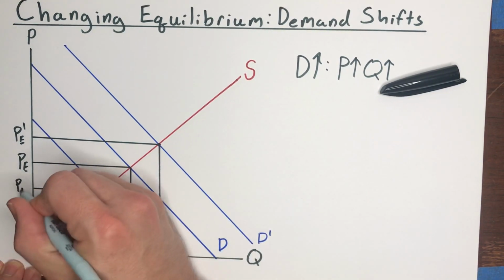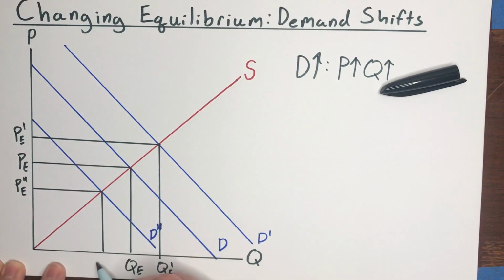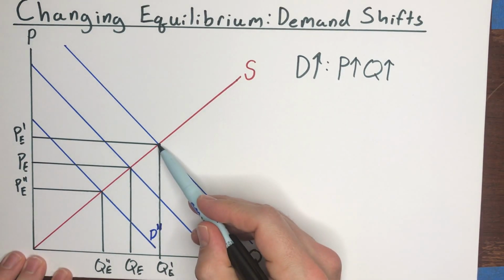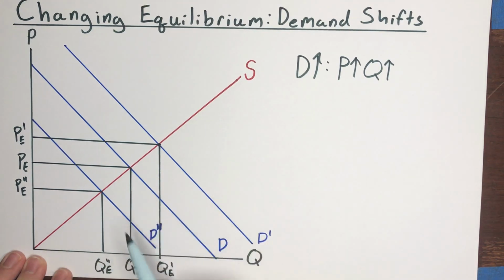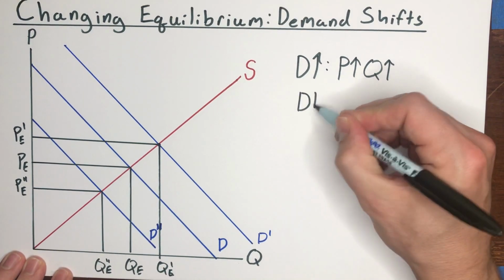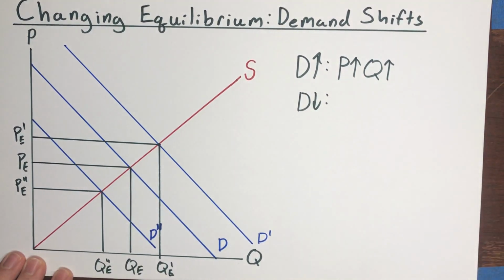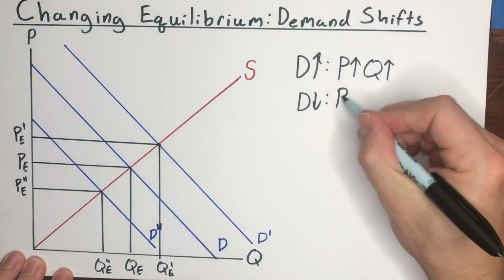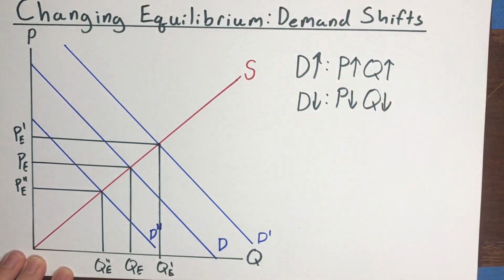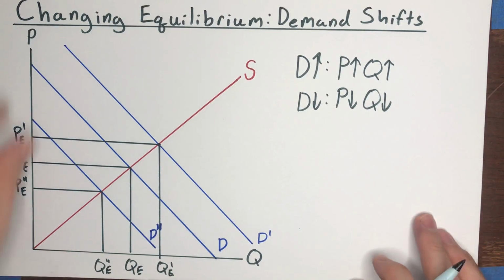And you've got PE double prime, QE double prime. All right. Now notice that when demand shifted down into the left, the price fell and the quantity fell as well. And so I'll write a shorthand for that over here. If demand decreases, market price will decrease, market quantity will also decrease.